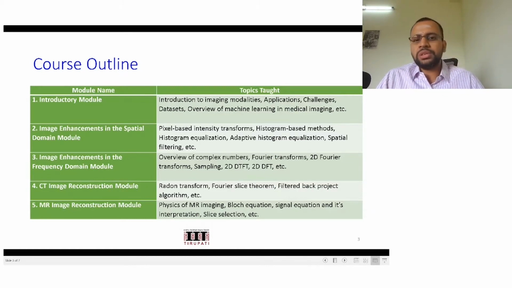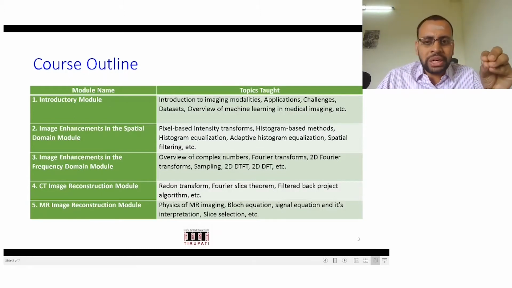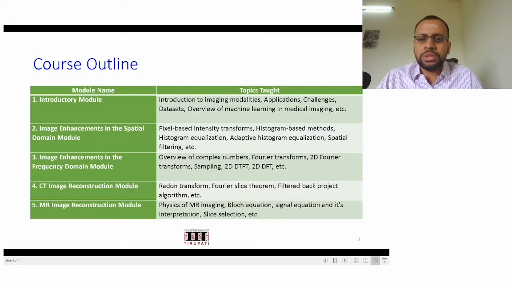Now let's look at in a bit more detail what would be the topics that would be covered under each of those modules. You could see here in the introductory module, the topics that would be covered would be, first of all, an introduction to medical imaging modalities. Then we would be talking about what are the various important medical imaging applications.